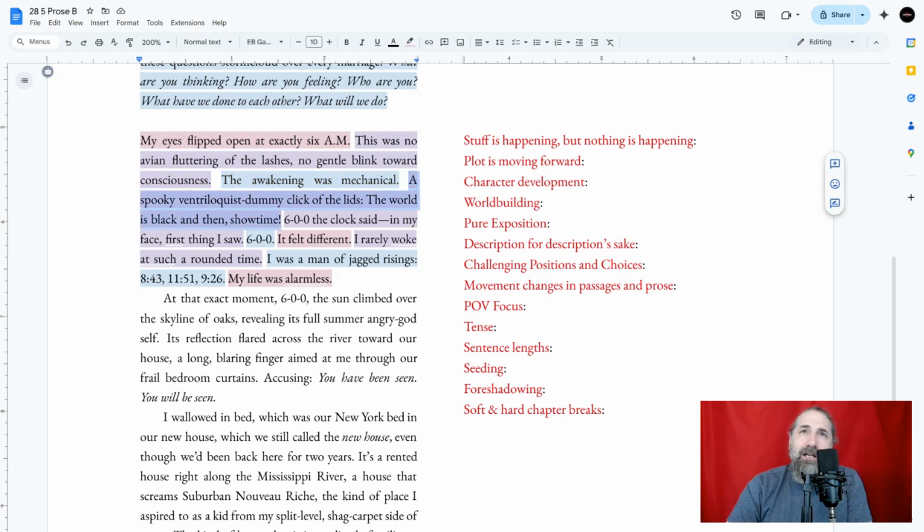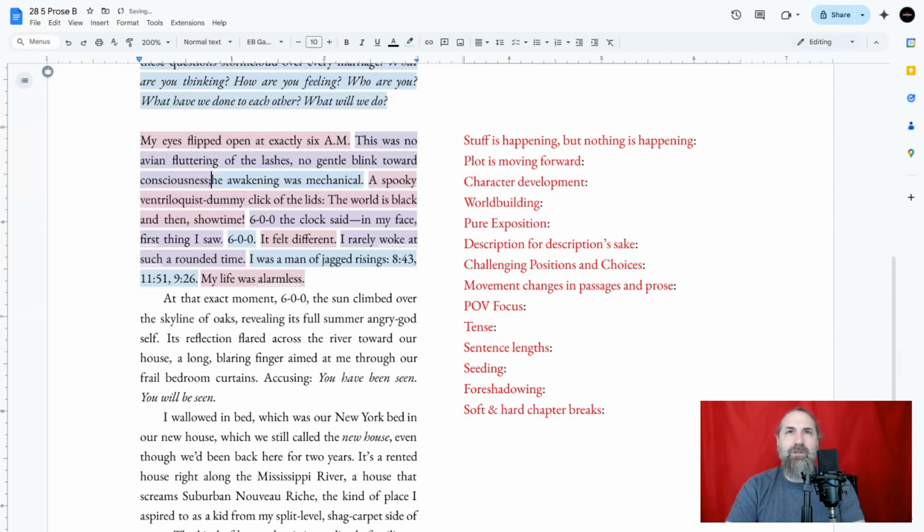He's still going though. "A spooky ventriloquist dumbing click of the lids. The world is black, and then showtime. 6 o'clock, the clock said in my face." Honestly, all right, just for the record, this should be one sentence like that for smoothness and clarity. Yeah, "in my face, the first thing I saw." Oh yeah, we already talked about that, this redundancy thing.